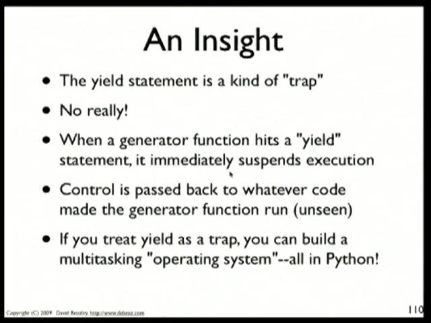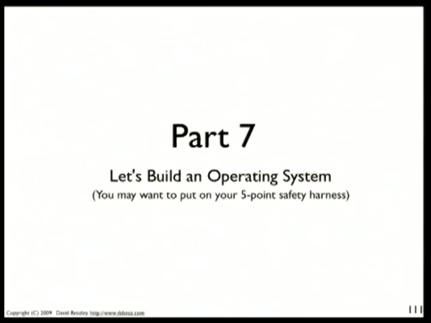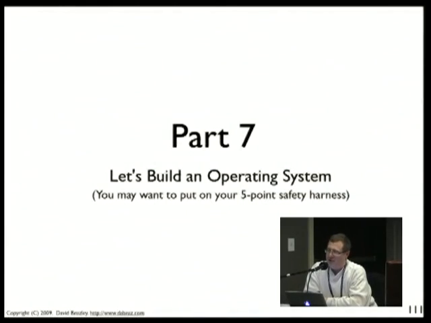Could be any bit of code. But it turns out that if you treat the yield as basically this trap instruction, you can actually build sort of a multitasking operating system in Python. And so what we're going to do in this next section is actually build a little multitasking OS entirely in Python using coroutines. It has the potential to blow minds a little bit, so I'll just forewarn everyone in advance. And we have a question in the back before we go on.